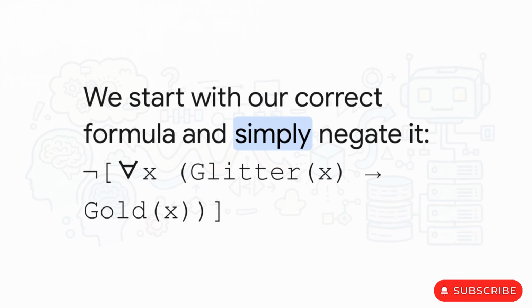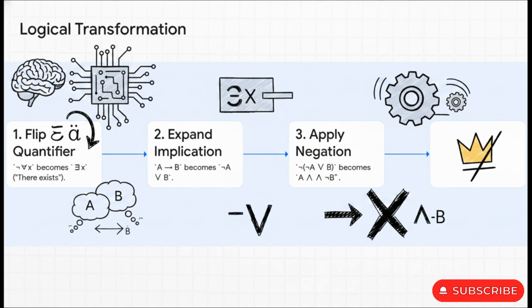We just take our entire correct formula from before and we stick a negation symbol, that little nega hook, right out front. This literally means it is not the case that for all things, if they glitter, then they are gold. But we can definitely make this look a lot cleaner. And now for a little bit of logical magic. We're going to push that negation symbol inward, step by step.